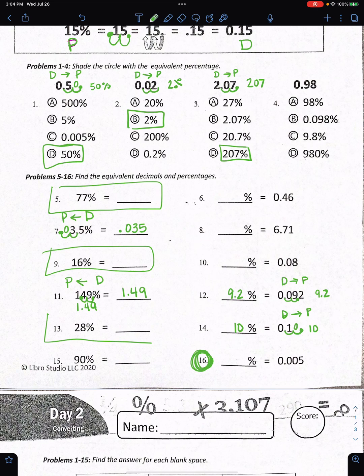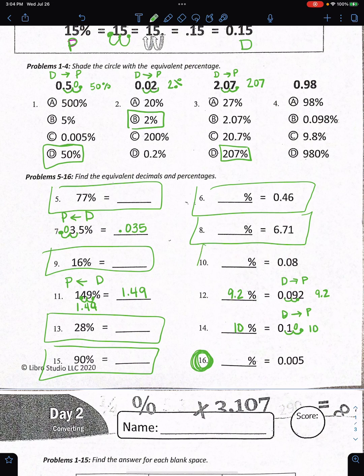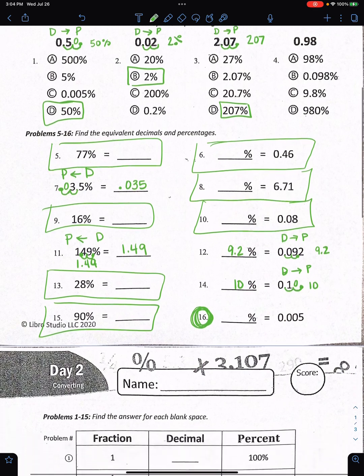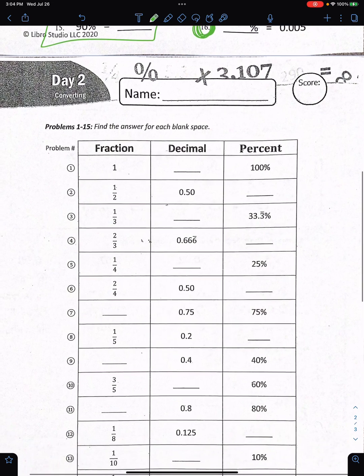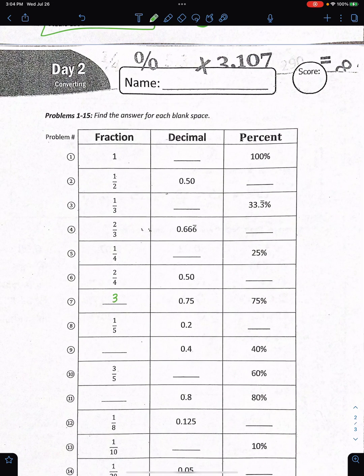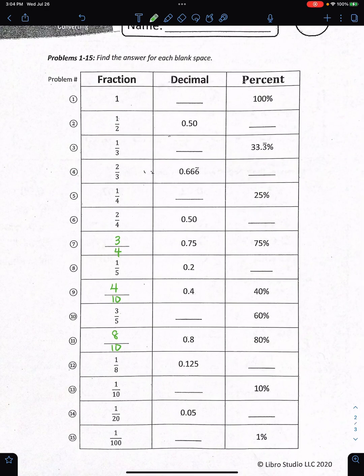So if you use this video to help or to introduce, these are ones that you should be able to figure out and check with me. Your homework, if I'm giving homework tonight, is to do the back. We did not cover fractions much, so I'm going to go ahead and fill these in. This will be 3/4. This will be 4/10. This will be 8/10. I think that's all of them. But the rest of them, you're just doing percent to decimal or decimal to percent. So you will have to think about that alphabetical order trick that I was giving you.